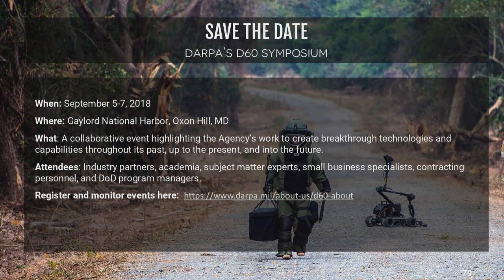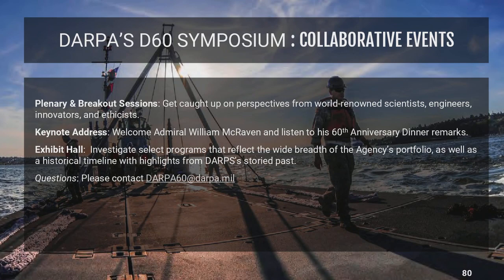Also save the date for DARPA's D60 Symposium. It's in the Oxon Hill, Maryland area at the Gaylord, September 5th to 7th. Information and other registration links are found at the bottom of this slide. Next slide provides you a little bit more about what you can expect at that event as well. And in terms of commercialization, working with prime contractors, understanding programs and upcoming requirements, these are excellent events that you want to attend because you meet a lot of people, you figure out what the government's looking for, and you might find a great contact that will help you get some of the questions answered.